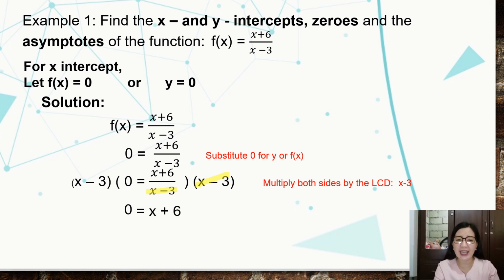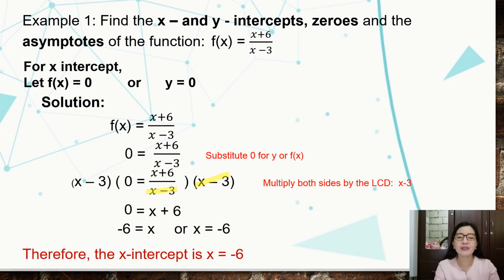So, to solve for x, itra-transpose lamang natin itong constant term to the other side of the equation. So, pag nag-transpose tayo, yung kanyang sign ay babaliktarin. So, itong positive ay magiging negative 6. So, we have now negative 6 equals x, or mas appropriate siyang isulat as x equals negative 6. Therefore, the x-intercept is x equals negative 6.